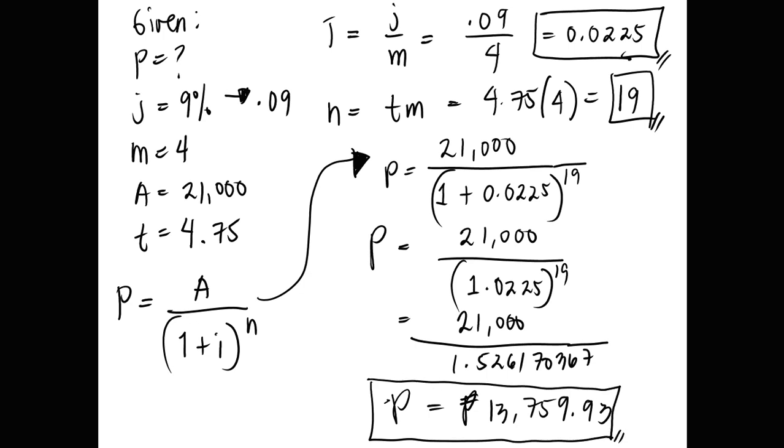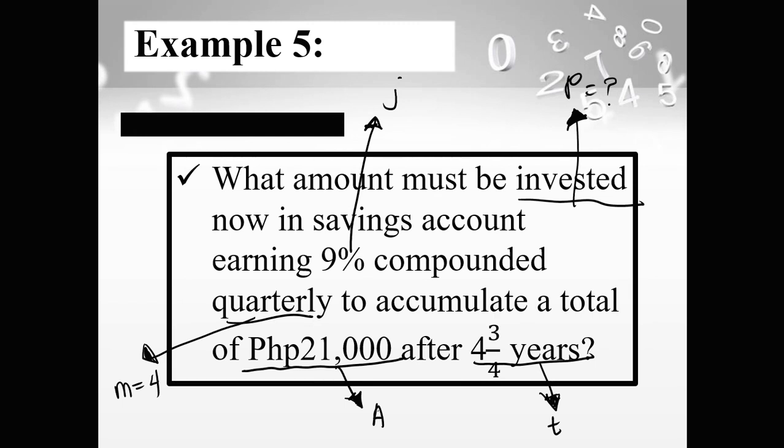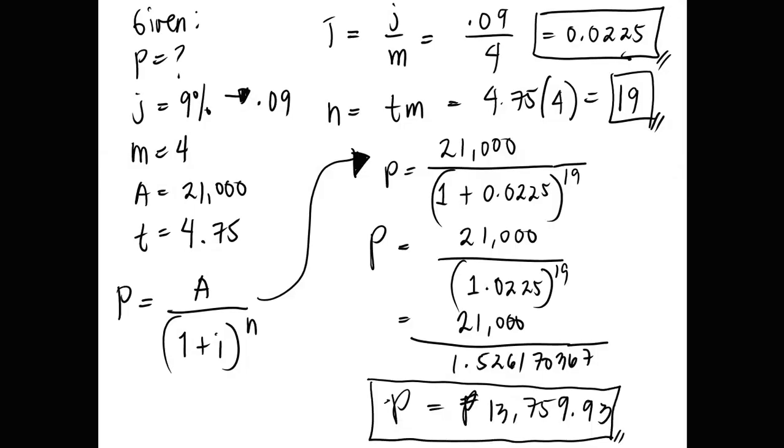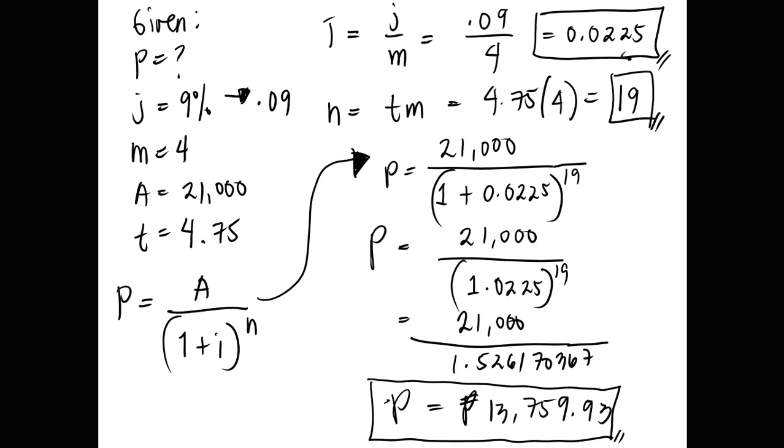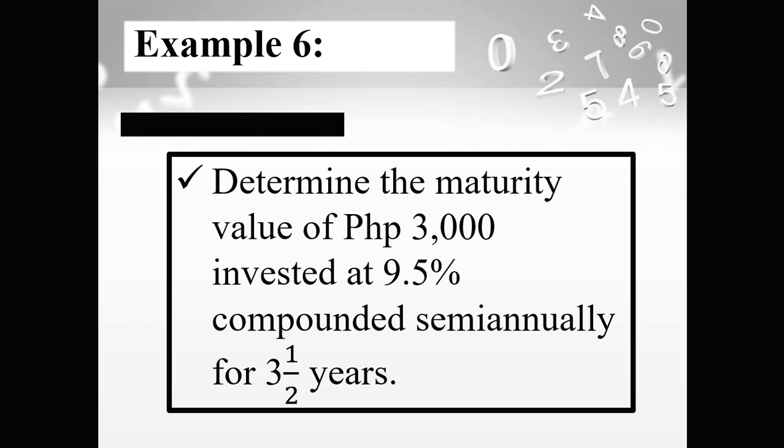Okay. So, it means the amount that you should invest now is 13,759 pesos and 93 centavos in your savings account to earn 9% compounded quarterly, so that you will have a total of 21,000 pesos in the future after 4 and 3/4 years. Okay? And then, last example for this week's topic.